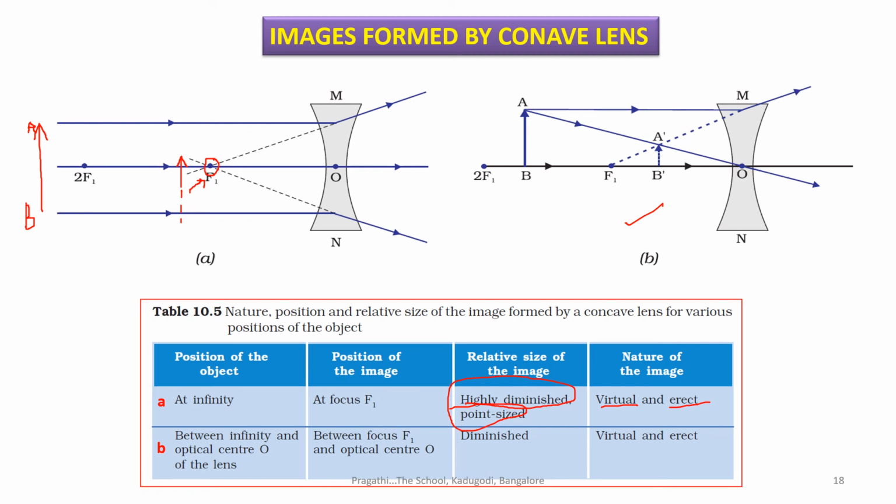See, that is the beauty of concave lens. Where will the image be formed? In both the cases, the image will be formed in front of the lens only. So the image is formed here. It is diminished. That means the size will be small. It is virtual and erect. You're seeing here, right? Virtual dotted line is there. That's why it is virtual. Erect means it is standing up. So this is images formed by concave lens. Hope you have understood.